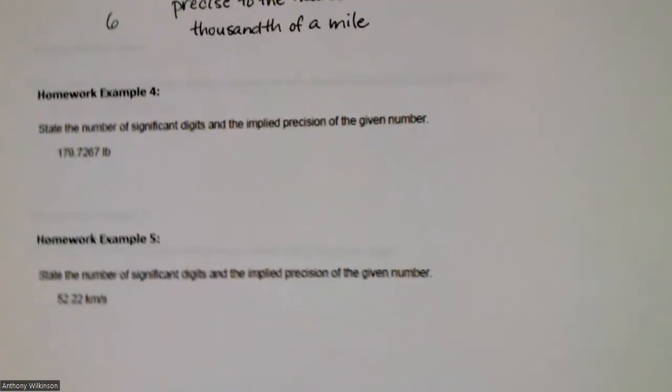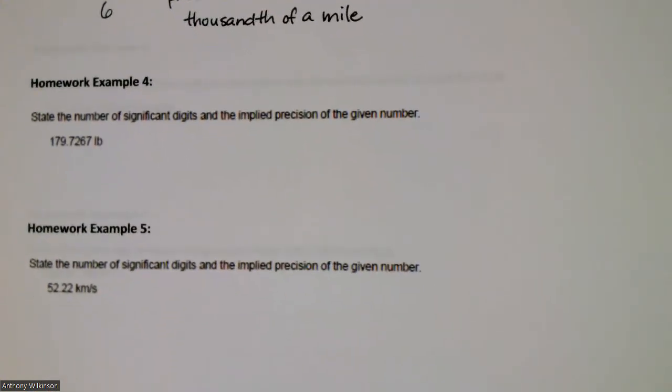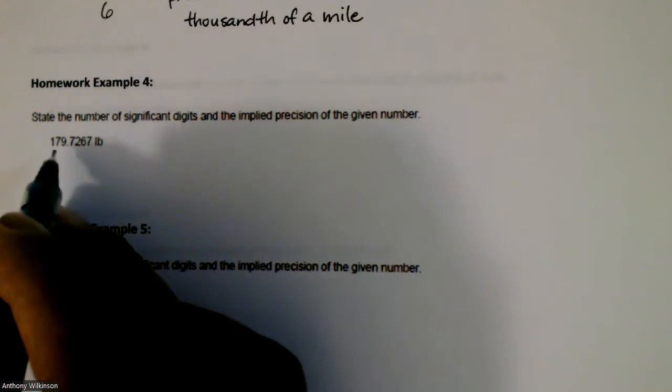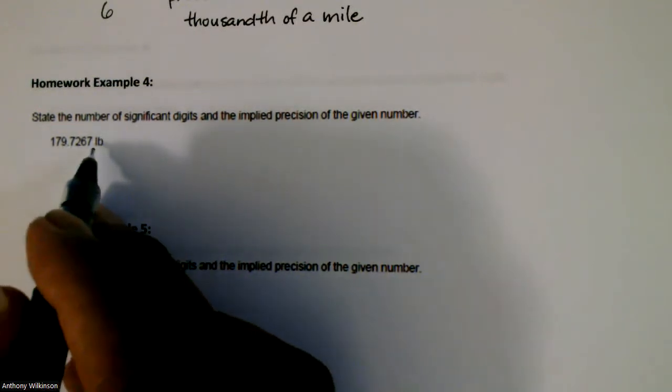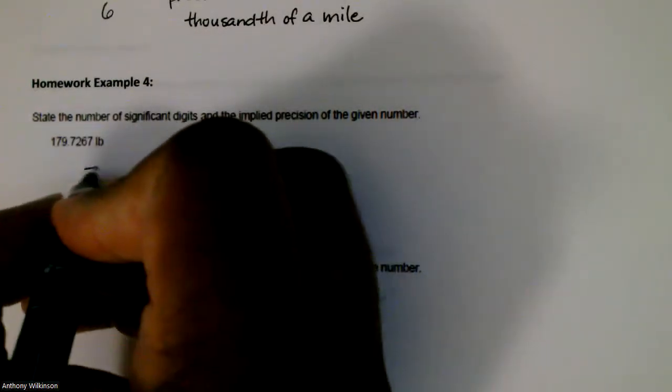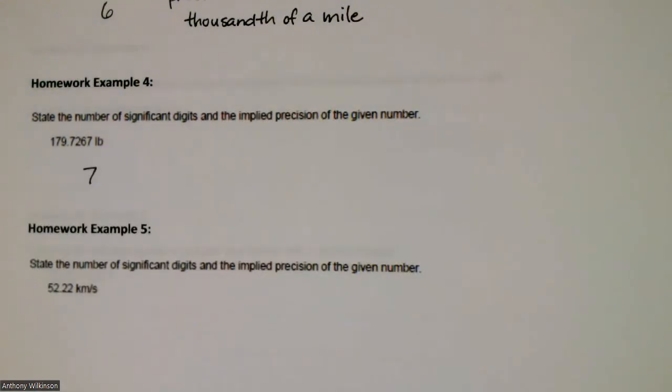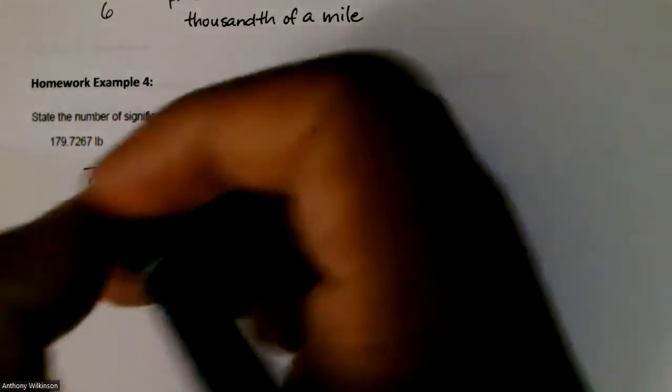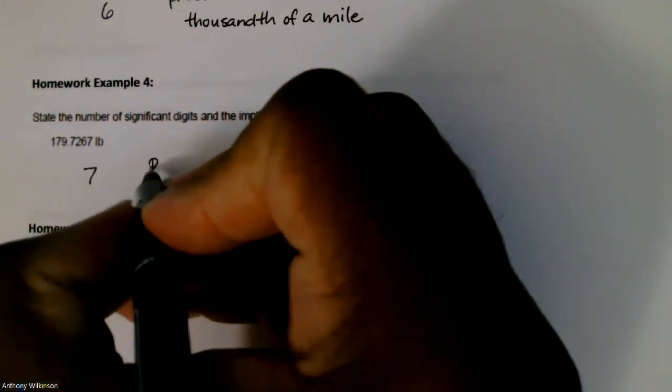All right, example 4. We got 179.7267 pounds. Let's find out how many significant digits there are. In this case, there's 1, 2, 3, 4, 5, 6, 7 significant digits because these numbers are all non-zero digits. They are significant. So there's 7 significant digits here. Let's find out how precise this number is.